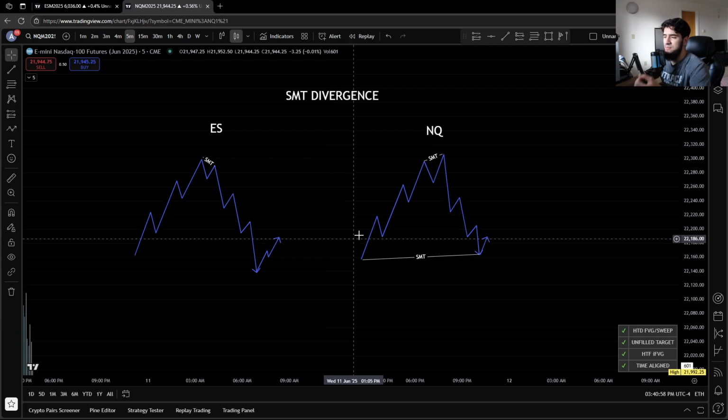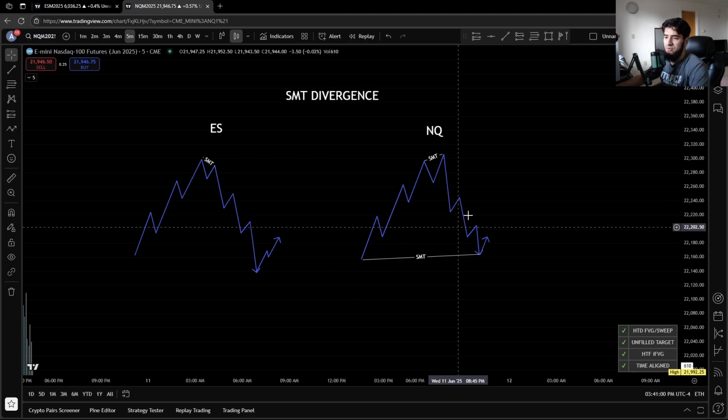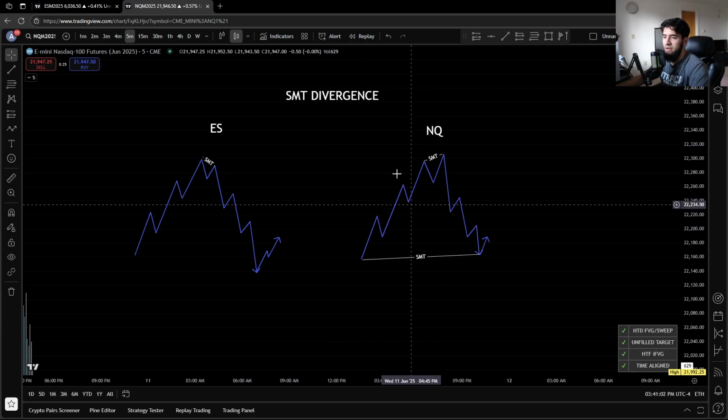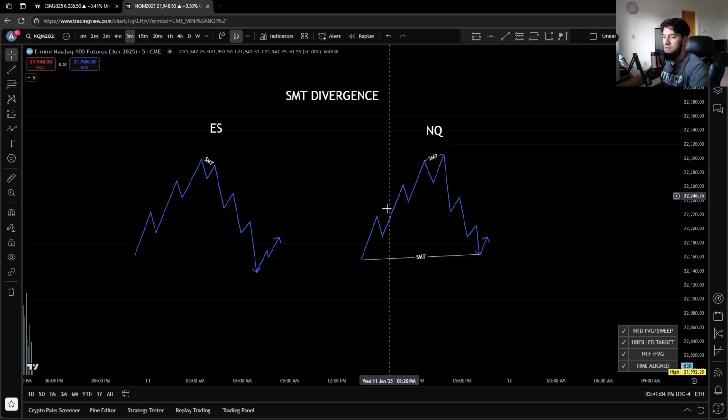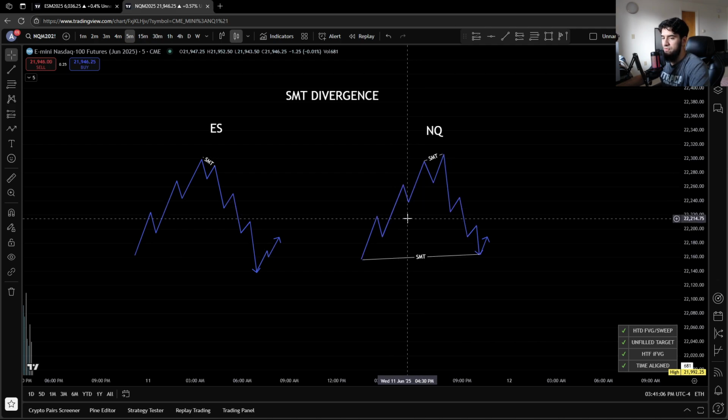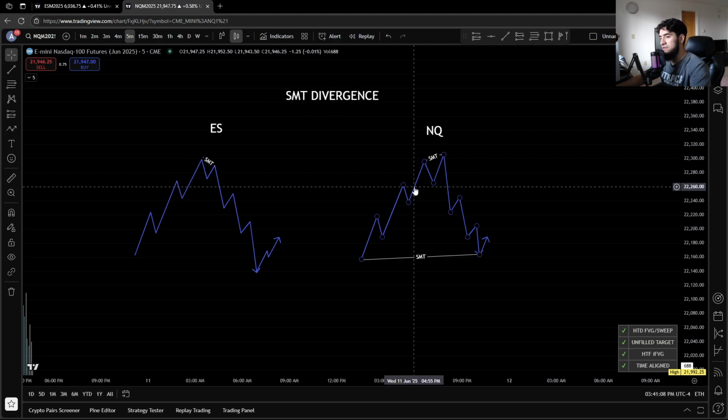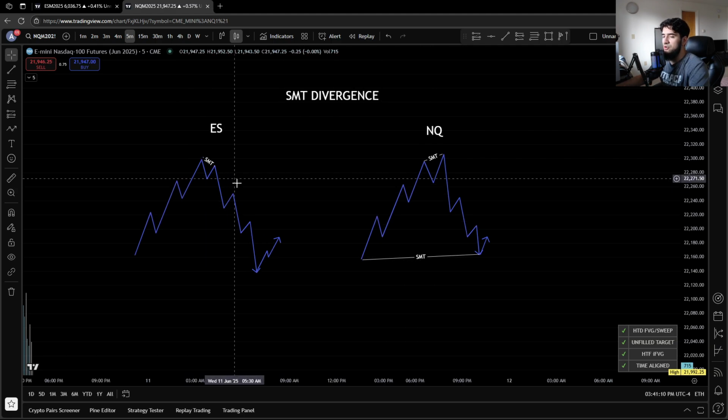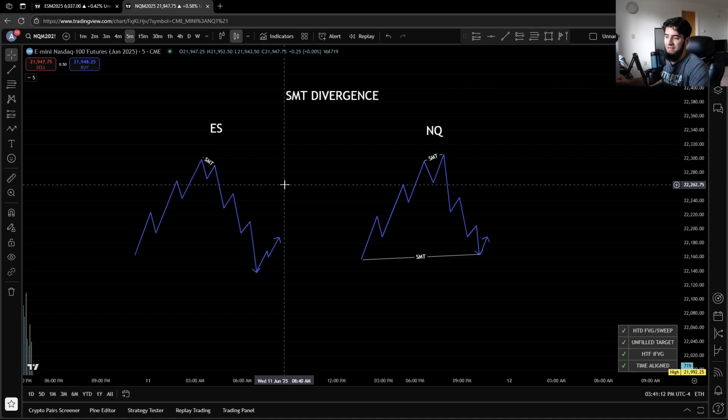You're looking at SMTs within fair value gaps, right? So let's say there's a fair value gap in this leg, and then NQ comes and takes out a little internal low and taps into that fair value gap, and then ES doesn't. That's also very significant. And just general, very obvious highs and lows, anything 5 minute and above is very major, right?